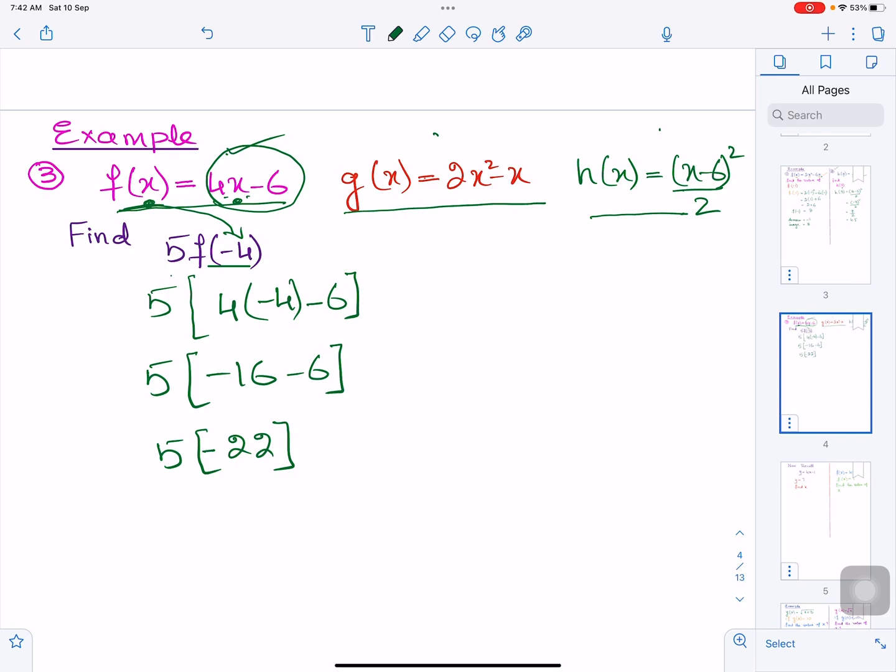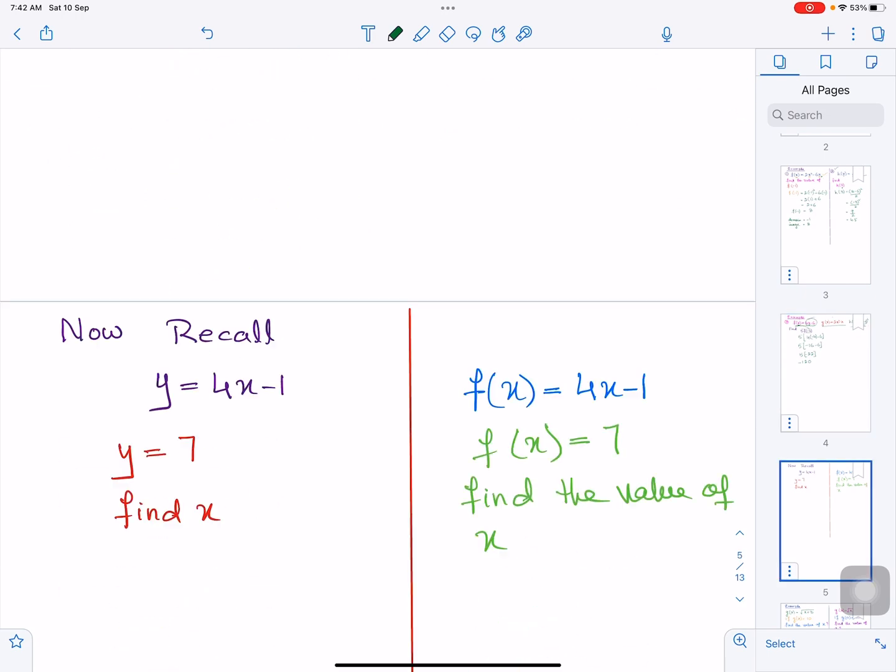Then it will be what? Right? So I hope you understand how to do this. So don't get confused. Do understand in which function you will plug in.